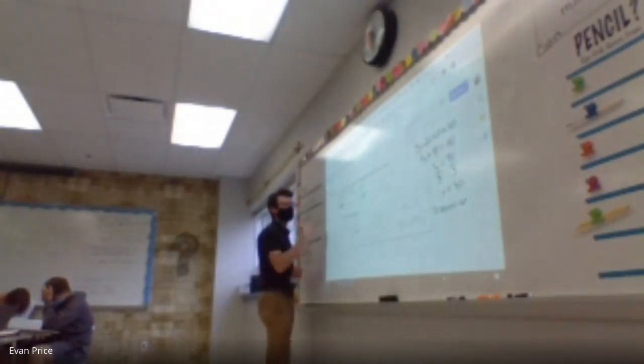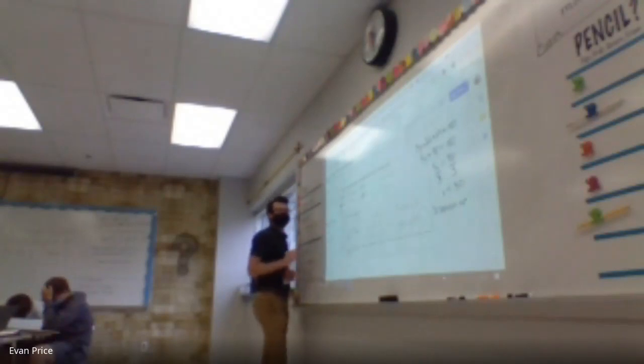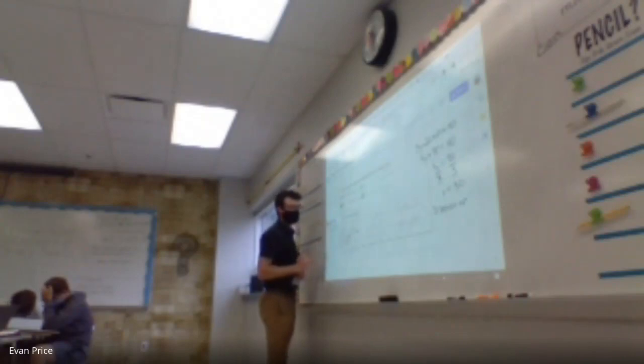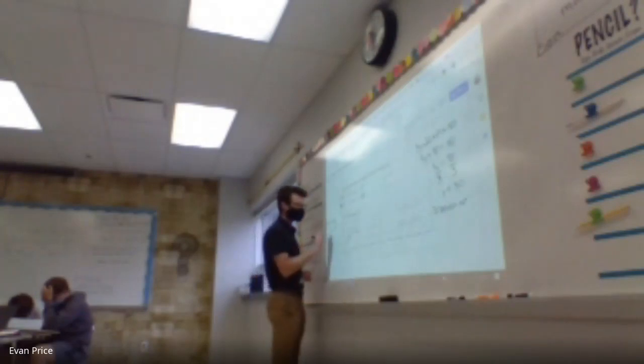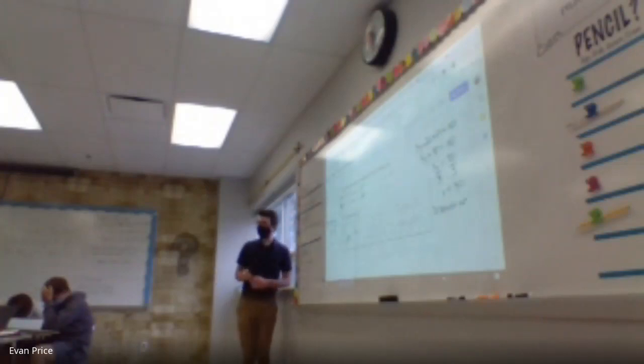So we can set this angle here equal to 116. And what's that going to give us? We're going to subtract 11 from both sides. What's 105 divided by 7? 15. Everybody else get 15? It works.